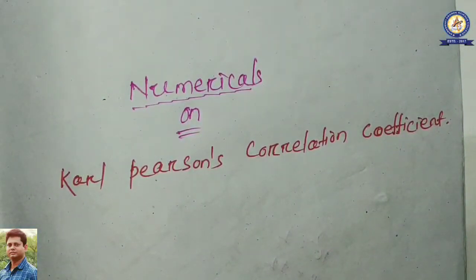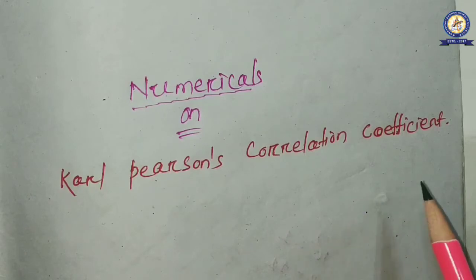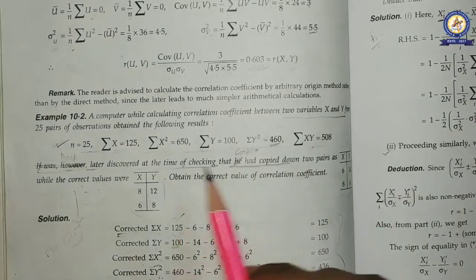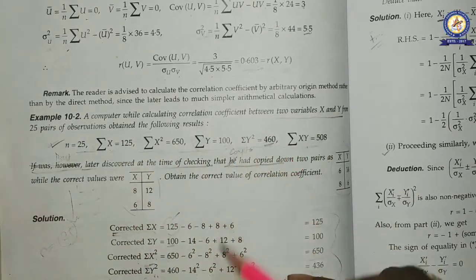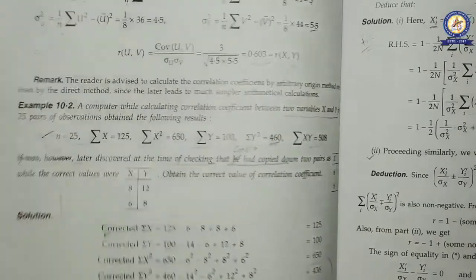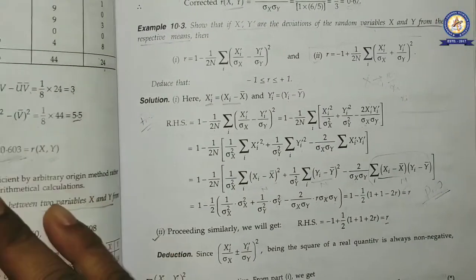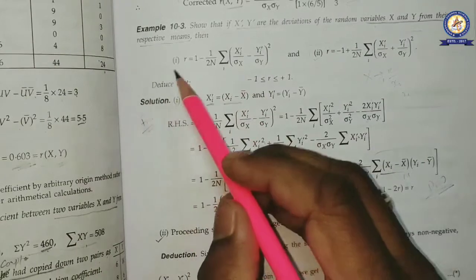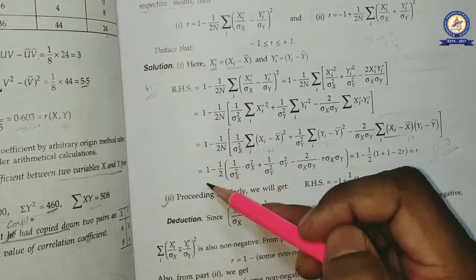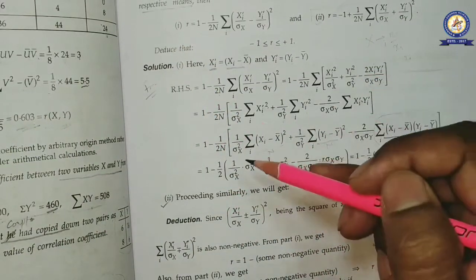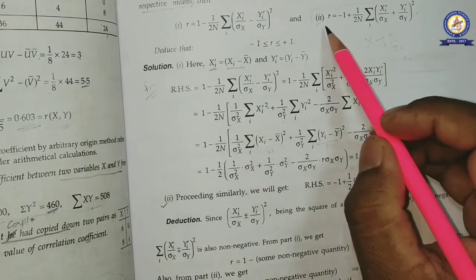Okay, hello everyone. From the last two classes, we are discussing numericals on Karl Pearson's correlation coefficient. In our last class, we discussed this question in detail, and this question also we discussed in detail. This one we discussed, and I hope in a similar way you have already done this second one.